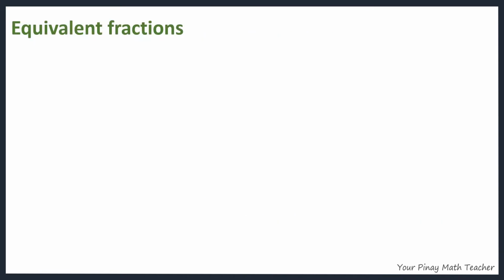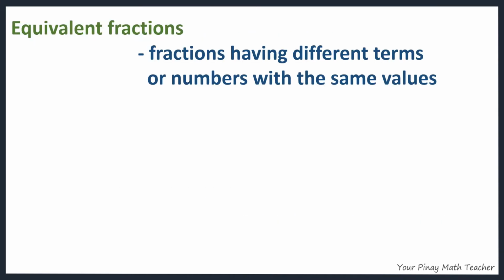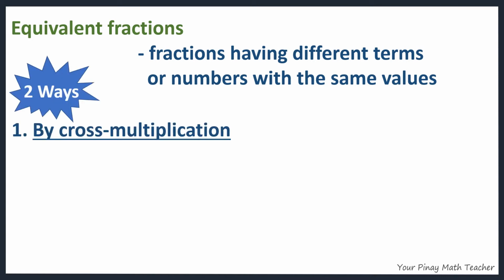So equivalent fractions are fractions having different terms or numbers with the same values. Now, without the illustrations, how can you tell that two fractions are equivalent? Actually, there are a lot of ways, but I'll show you two. The first is the faster way, which is cross multiplication.